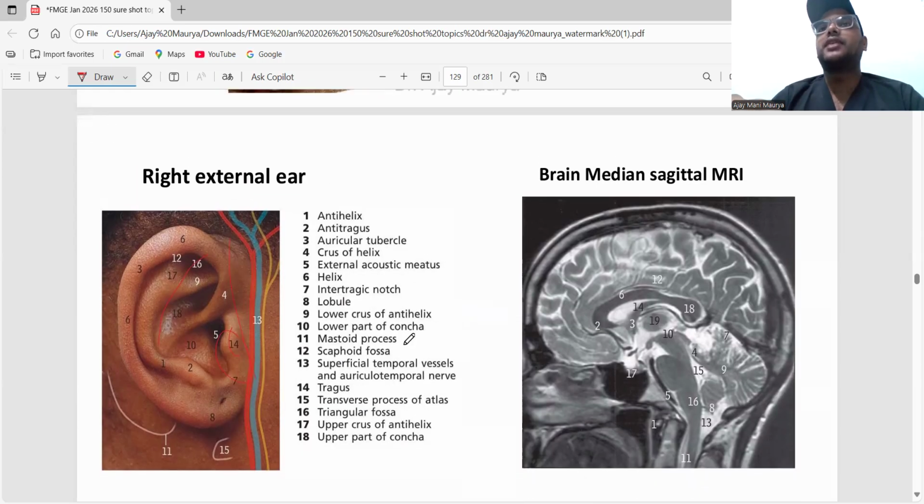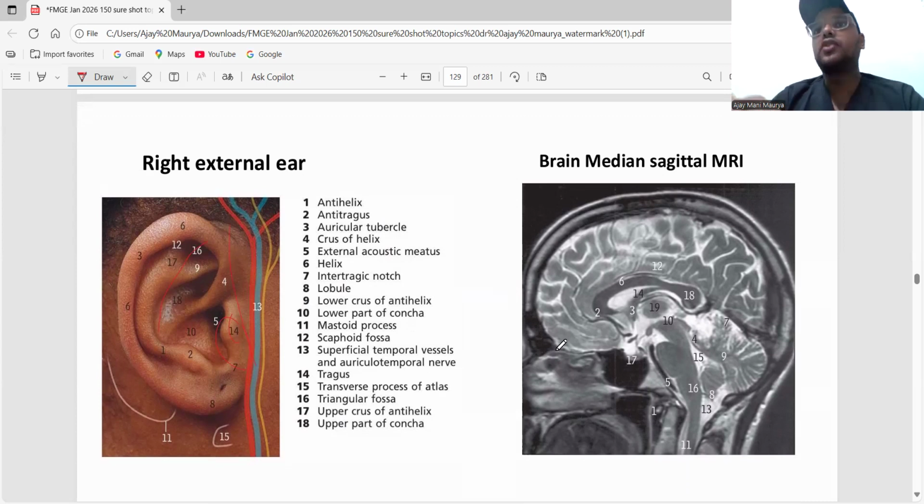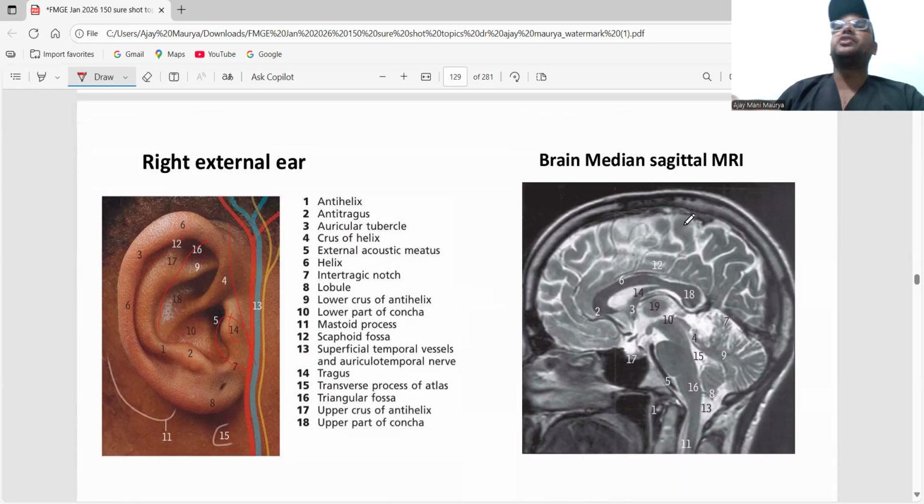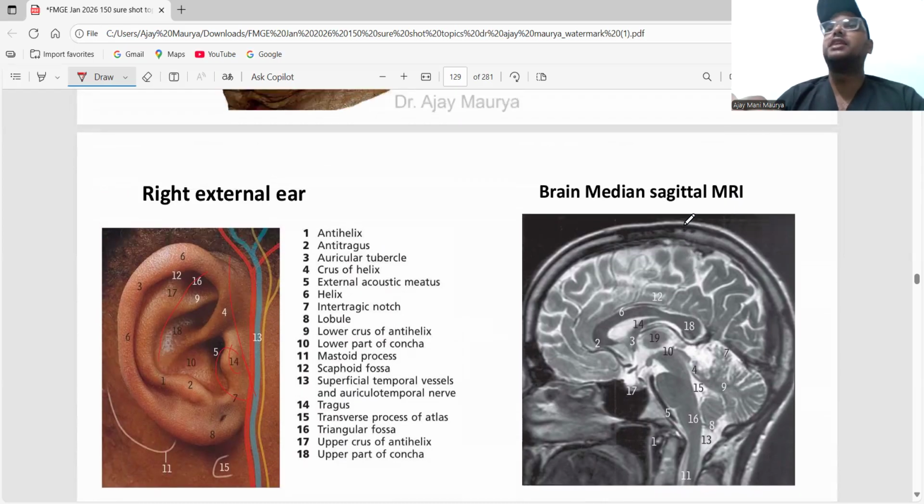From this one, guys, you also have to know about the midbrain. This is the thalamus, midbrain, pons, medulla oblongata. Here is the cerebellum, corpus callosum, lateral ventricles. Just know the labeling. Labeling is very important for the image based questions.